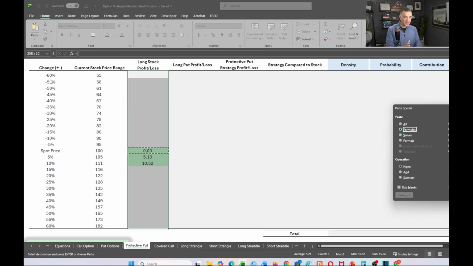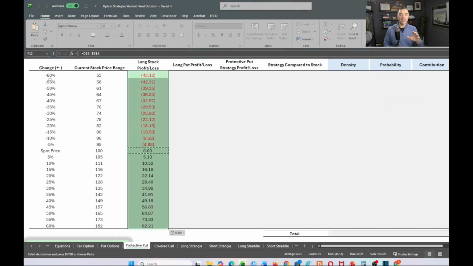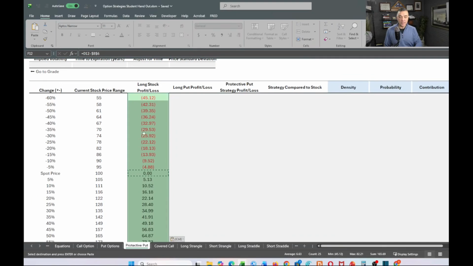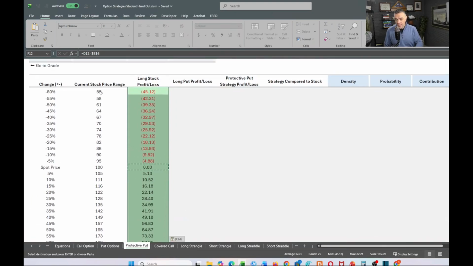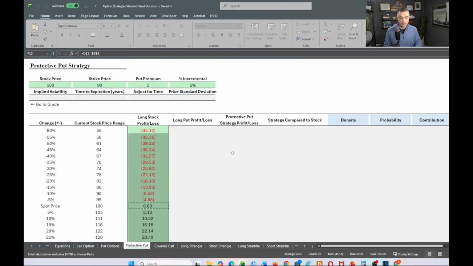All the other ones don't have a stock in it. It's all puts and calls, all the other strategies. This one has the actual stock, and you can see that we lose money if the stock goes down. We make money if the stock goes up.